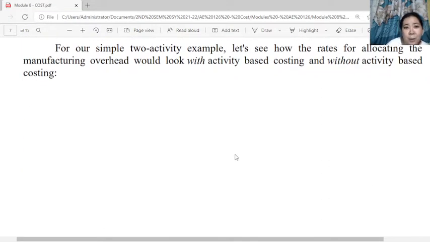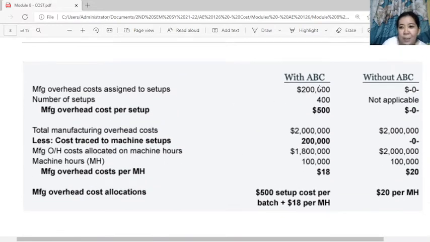So for our simple two-activity example, we will see how the rates for allocating the manufacturing overhead would look like with activity-based costing and without, or with the traditional costing. Okay, so with ABC, our manufacturing overhead cost assigned to setup is 200,000, but in traditional there is no allocation for it. Number of setups is 400. For the traditional, it's not applicable. Manufacturing overhead cost per setup, as calculated earlier, is 500. So with the traditional, it's 0.